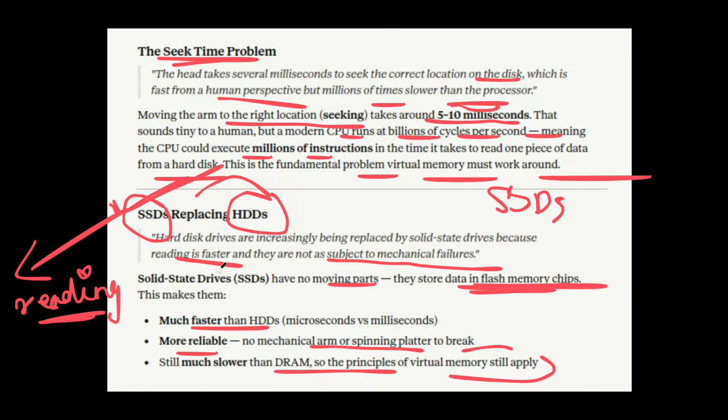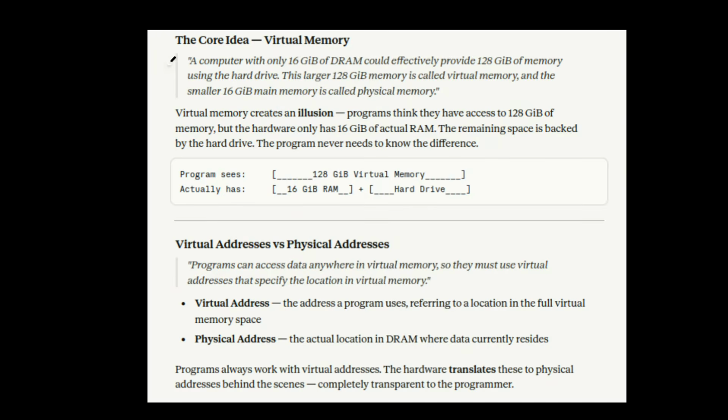Fine. Now let's understand the core idea behind virtual memory. Now a computer with only 16 GB of DRAM could effectively provide 128 GB of memory using a hard drive. This larger 128 GB memory is called virtual memory, right? That is, if the DRAM is only 16 GB, using the hard drive they can store 128 GB of memory, and the smaller 16 GB main memory is called physical memory. You have to understand there are virtual memory and physical memory.